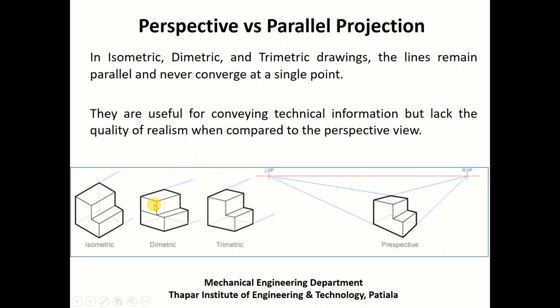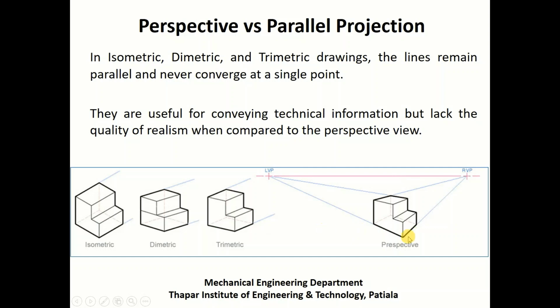This slide shows the comparison of an isometric, dimetric or trimetric drawing vis-a-vis a perspective drawing. Now in this case you can see that whether it is an isometric, dimetric or trimetric drawing, the edges along the three directions, that is the width, the height and the depth, are parallel in all these three cases.